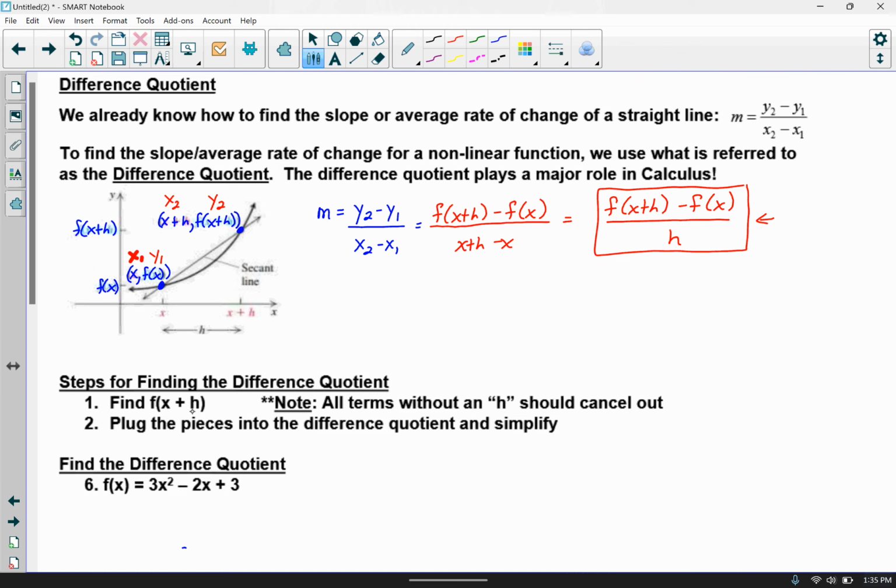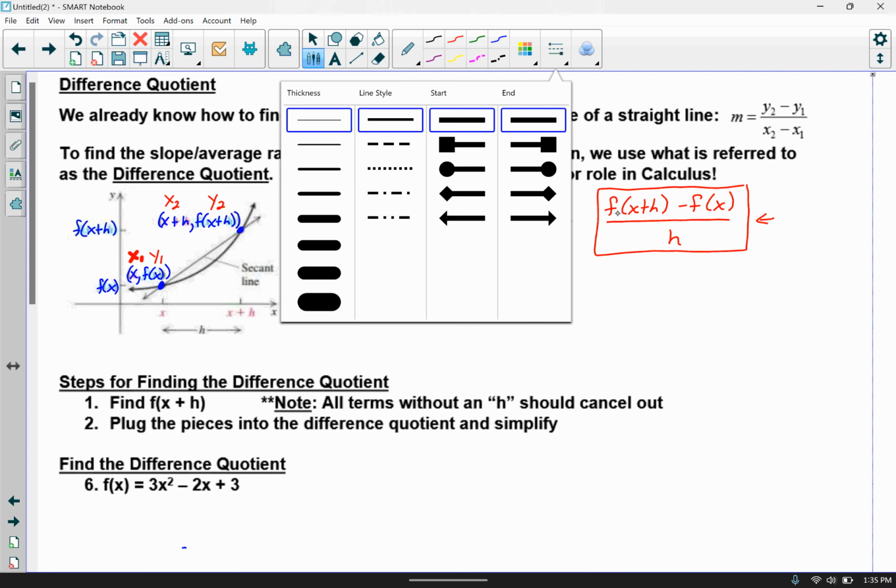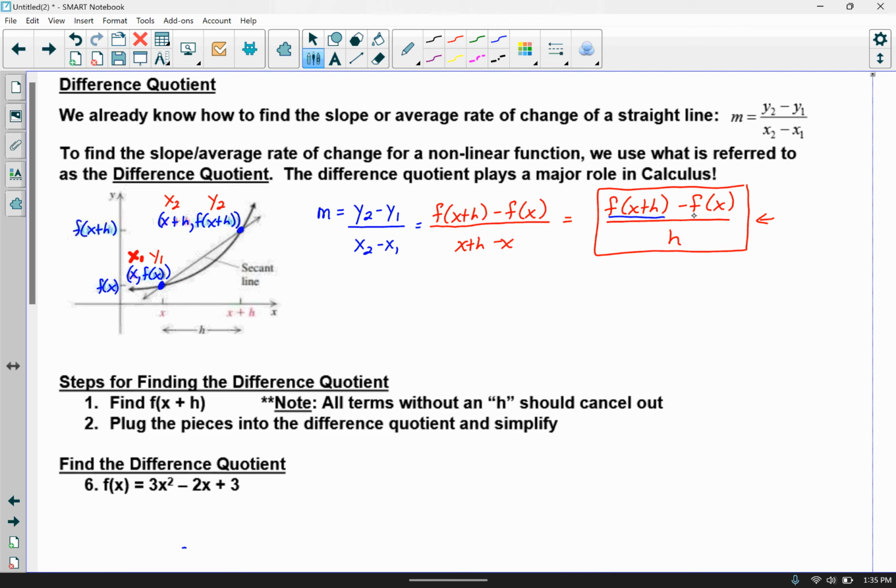Then, once you have that piece, again, that's the longest, hardest part. Once we have that, we're going to plug that in for this piece right here. You're going to subtract f of x. F of x is going to be given to you, and then you can divide by h. And h is just a variable, so you're just dividing by h, okay? You're going to plug all of these pieces into the difference quotient, and you're going to simplify.